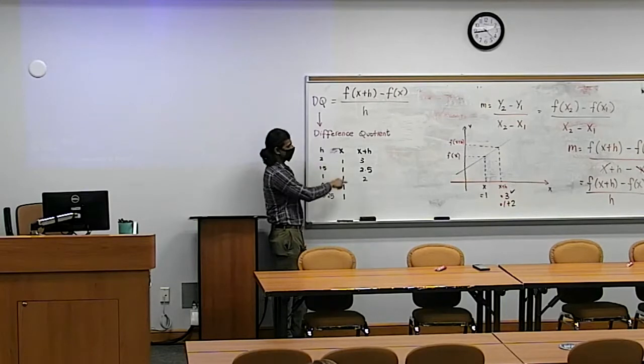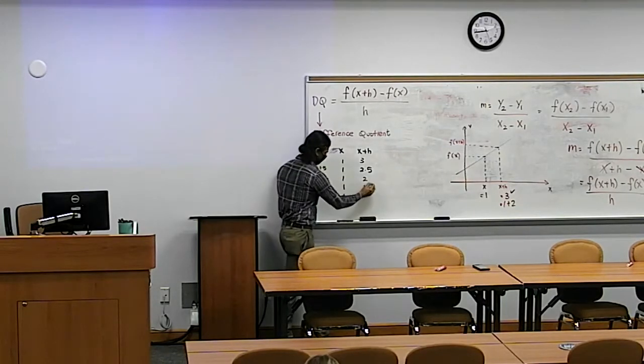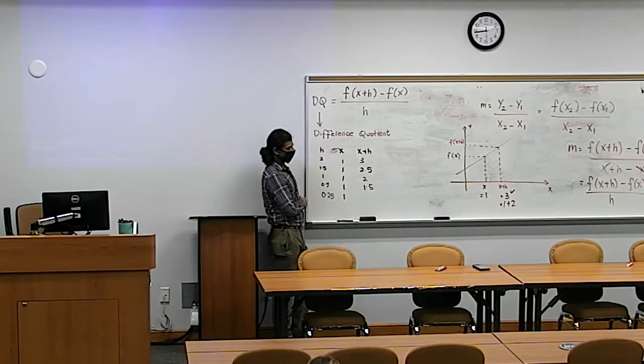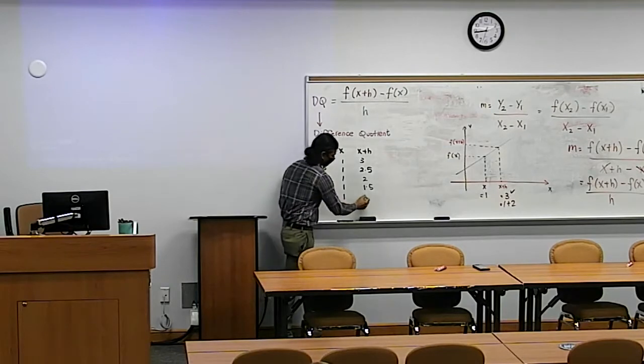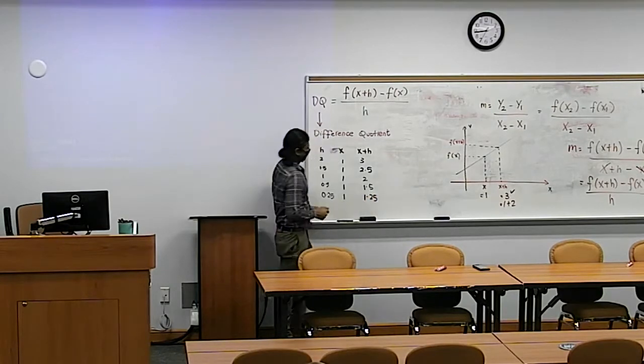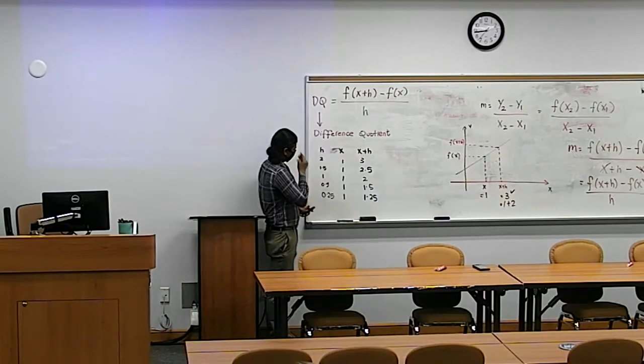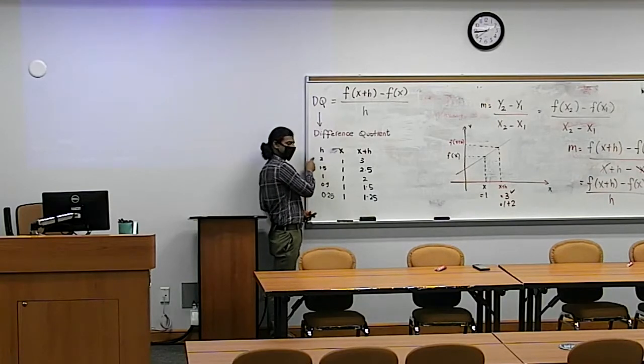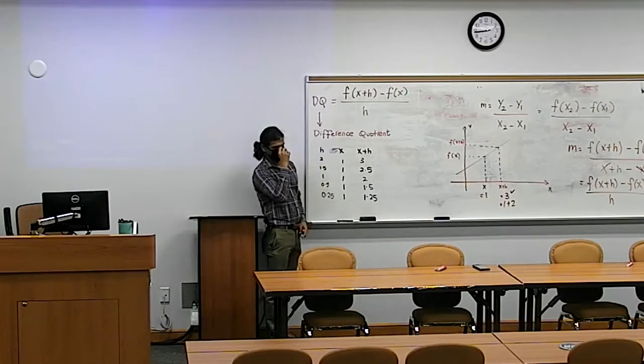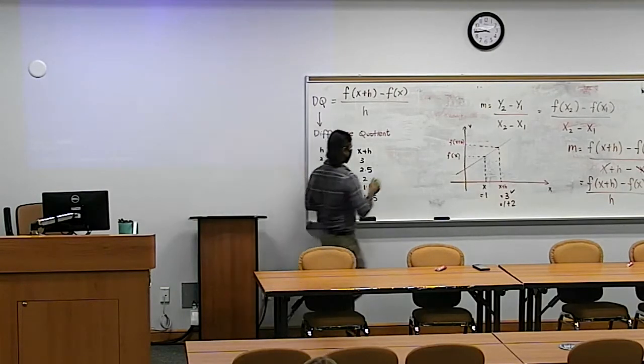When I plug in 0.5, what would I get for x plus h? 1.5. When I plug in 0.25, what would I get for x plus h? 1.25. Is h from top to bottom, is it increasing or decreasing? Decreasing.